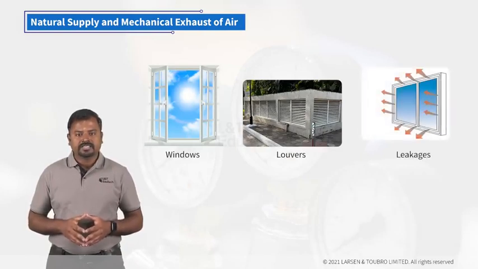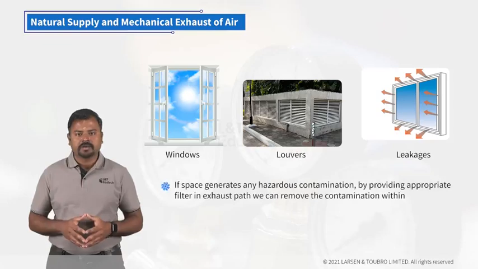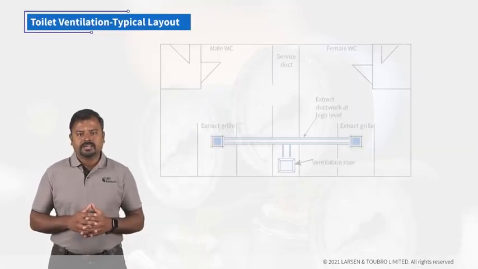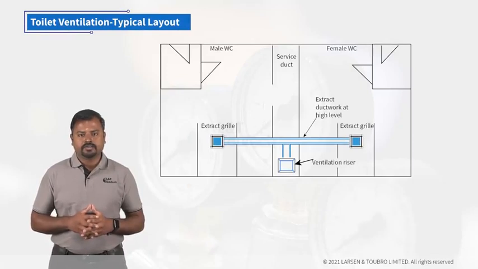If a space generates any hazardous contaminations which cannot be directly exhausted to the environment, an appropriate filter needs to be provided in the exhaust air stream before it is expelled into the atmosphere. Toilet ventilation typical layout. This figure represents a typical layout of a toilet ventilation system. Natural supply and mechanical exhaust air methods are used for toilet ventilation in this example.